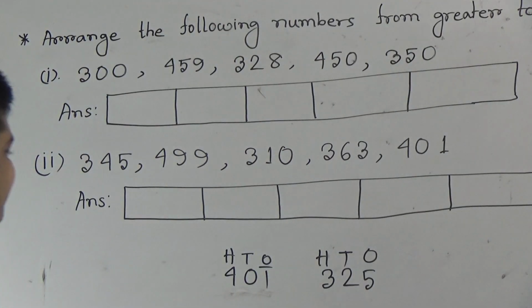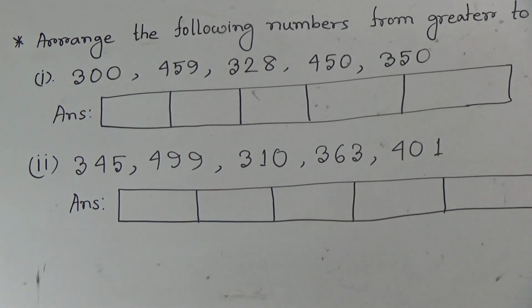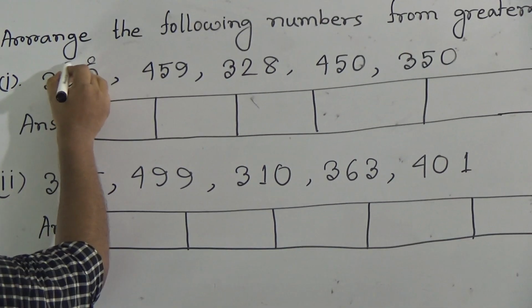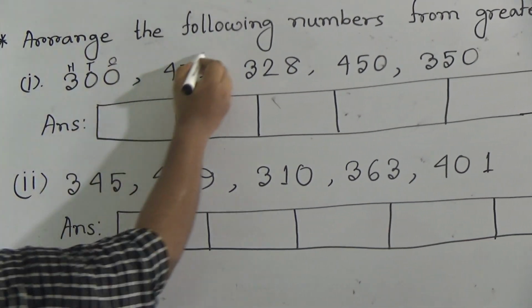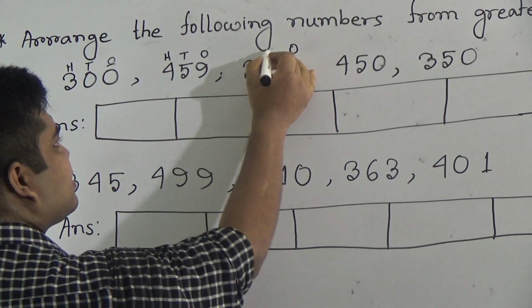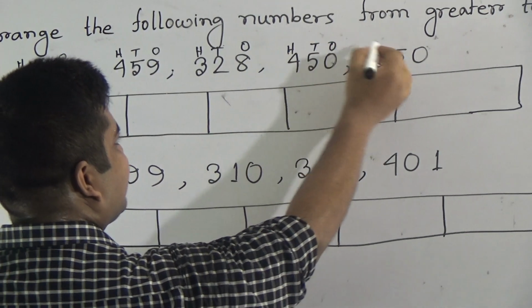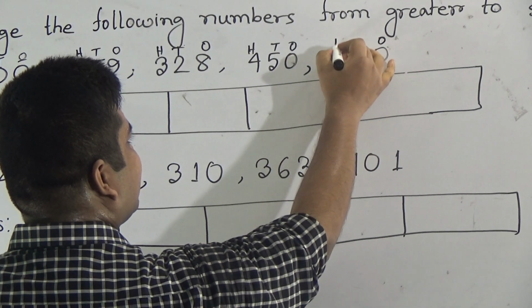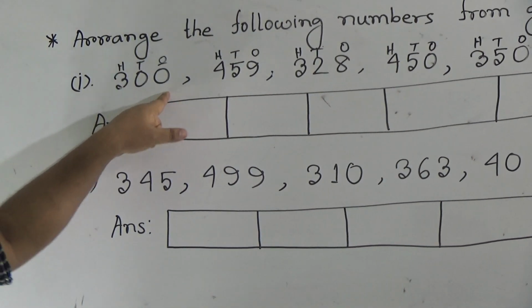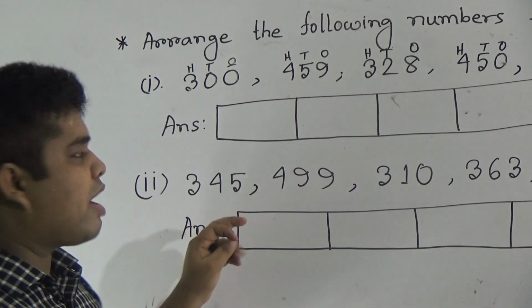My dear students, at first we make sure the places of the digits. That means here ones place, tens place and hundreds place. Here you notice 300. We find the greatest number among these 5 numbers.